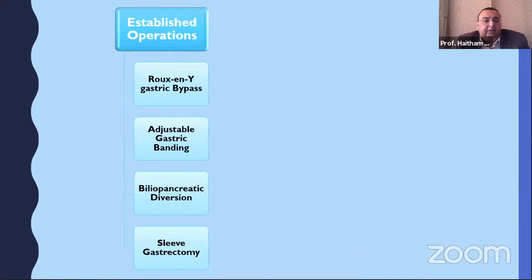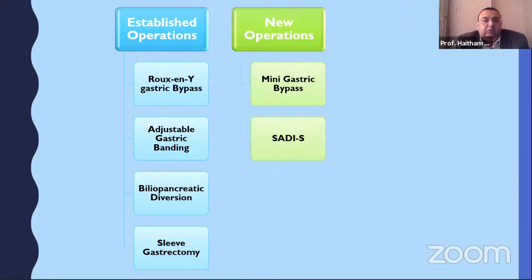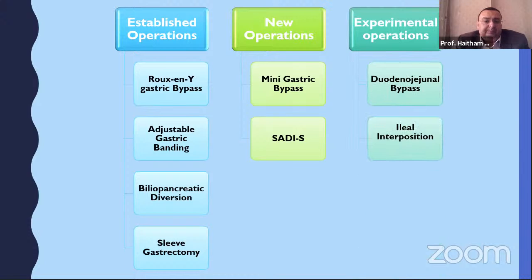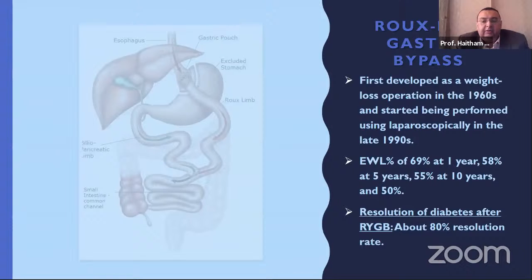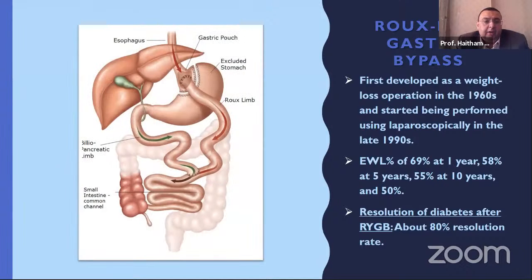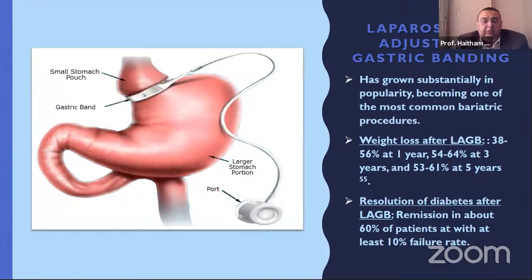As Dr. Mohi said, we have different types of operations in treatment of diabetes, either established ones, like the Roux-en-Y gastric bypass, the adjustable gastric banding, the biliopancreatic diversion, and the sleeve gastrectomy. Newer operations are the mini gastric bypass and the single anastomosis duodeno-ileal bypass or SADI-S, and other experimental operations. The Roux-en-Y gastric bypass, as Dr. Mohi said, may lead to resolution of diabetes in about 80% of patients, and the adjustable gastric band leads to remission of diabetes in about 60% of patients, which correlates to the percent of weight loss.